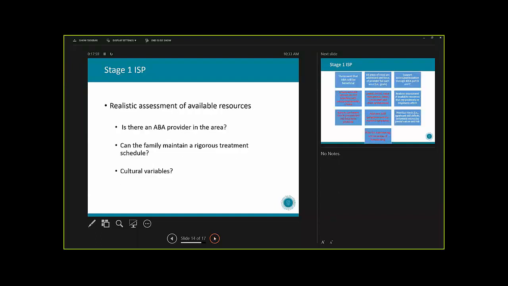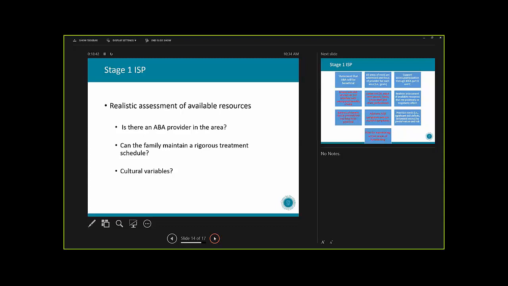Another piece on the ISP, or part of the 10 requirements, is having a realistic assessment of available resources. So some of the questions we're asking in terms of when we're completing ISPs are, is there an ABA provider in the area? If not, how are we helping support the family gain access to those types of services? Can the family maintain a rigorous treatment schedule if that's necessary? Some of our kids have a lot of needs, and what's their ability to get to those appointments, to manage various schedules, what other siblings they have in the home, and how do we have to balance time between all the family?